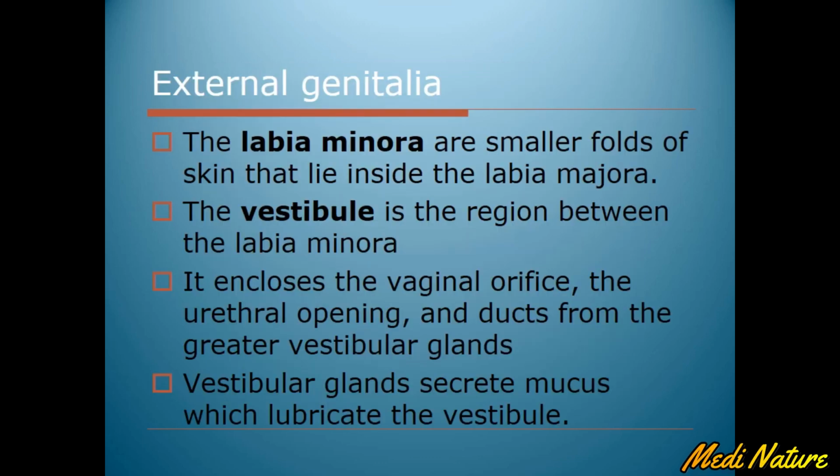Inside the labia majora, we can see two smaller folds of skin. These two folds of skin we call the labia minora. The region between the labia minora is called the vestibule. In the vestibule, you can see the vaginal orifice or the vaginal opening, the urethral opening, and the ducts from the greater vestibular glands. These vestibular glands secrete mucus, which is important for the lubrication of the region of the vestibule.